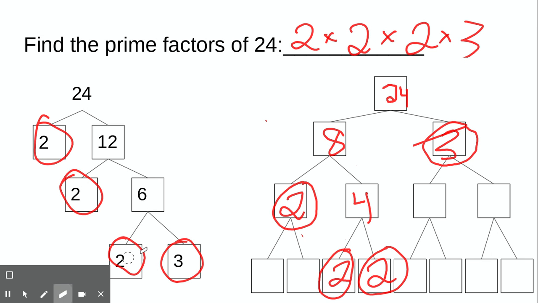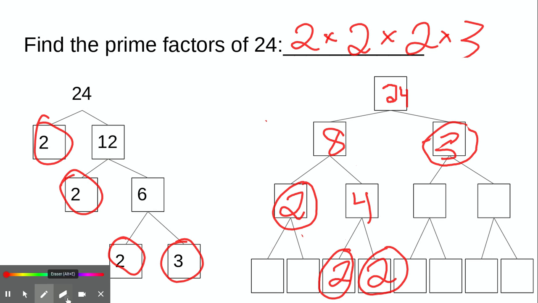Now that we have all of our numbers in the bottom row circled, which means they are all prime numbers, we can write it out. We already have it written out, so let's just double check. We got 1, 2, another 2, another 2, and our 3. Our 3 got kind of messed up here. Let me rewrite it. Oh, that's a goofy 3.